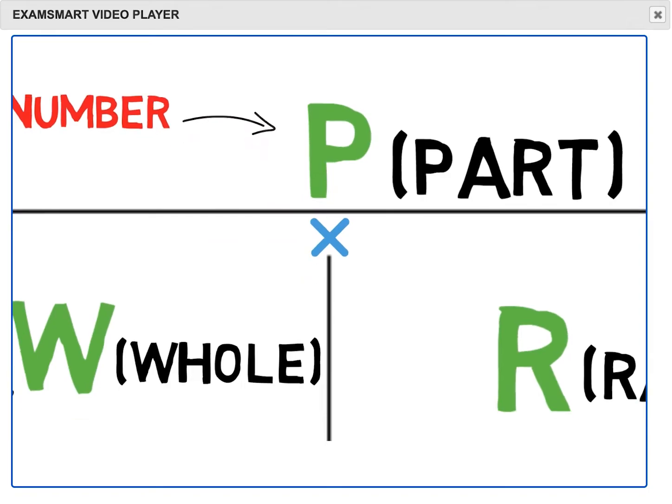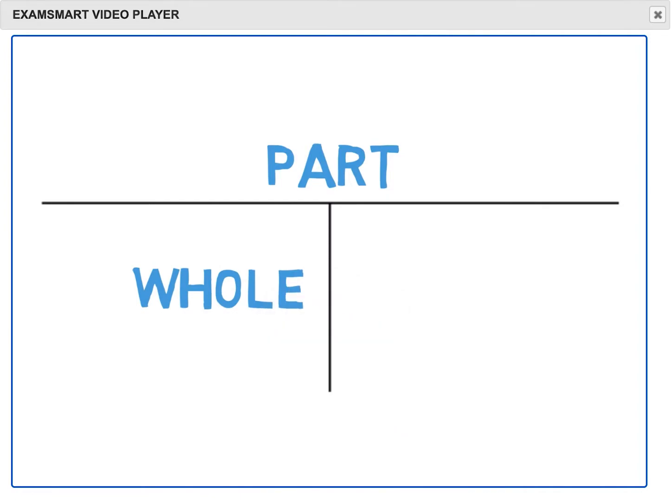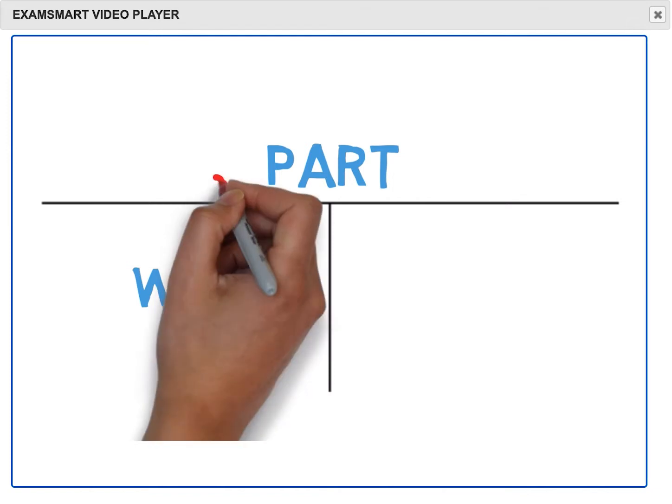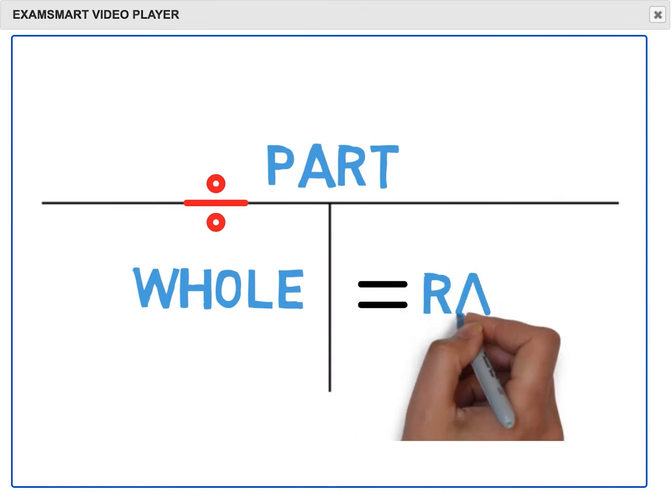Let's put this into practice. Let's say in a math problem, they give us the part and the whole and ask us for the rate. In this case, our two known variables are separated by our horizontal line, which tells us to divide. So we would take the part and divide by the whole to arrive at the rate.